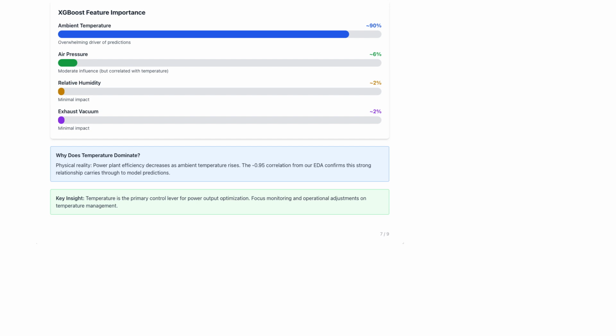So why does temperature dominate? Let's interpret in real-world context. Power plant efficiency decreases as ambient temperature rises. The Carnot efficiency principle tells us that higher temperature reduces the thermodynamic efficiency of the power cycle. Thus, our model has learned this real-world physical relationship and demonstrates proper model interpretation. We can clearly communicate not just how well the model works, but also why it makes the predictions the way it does.